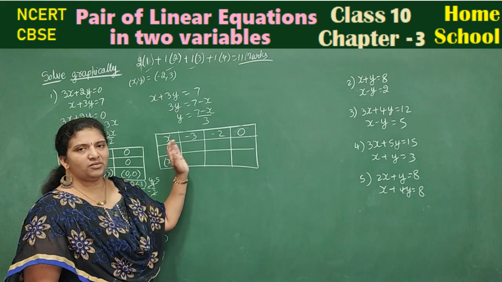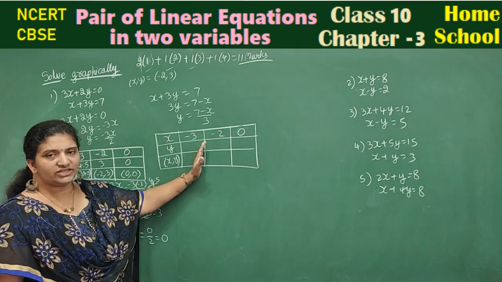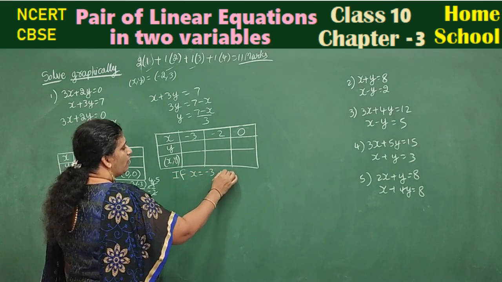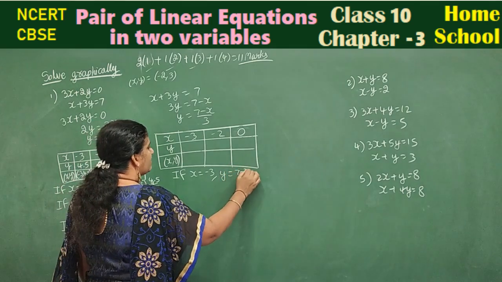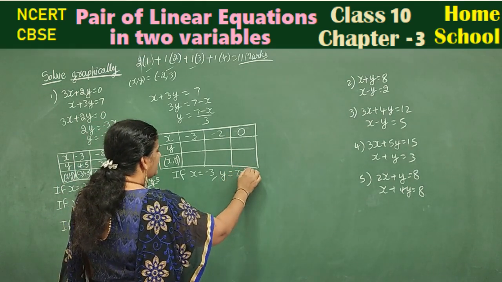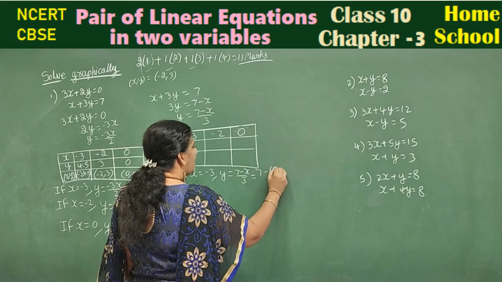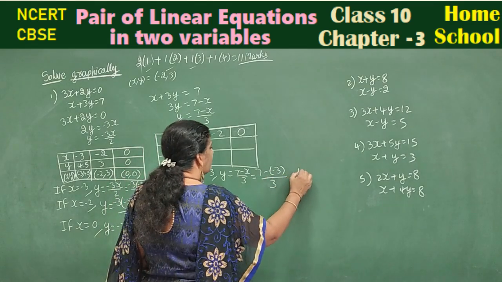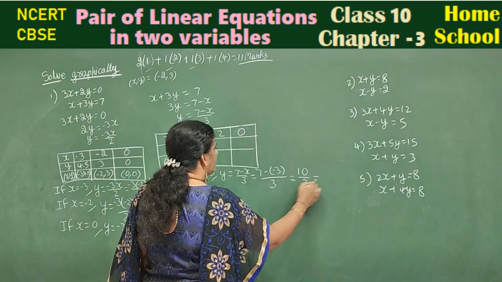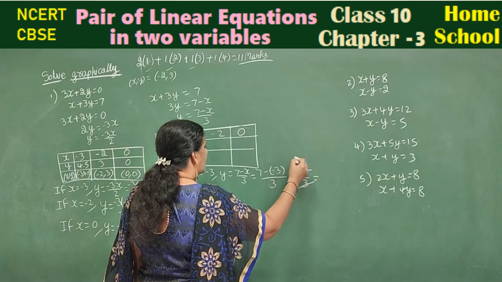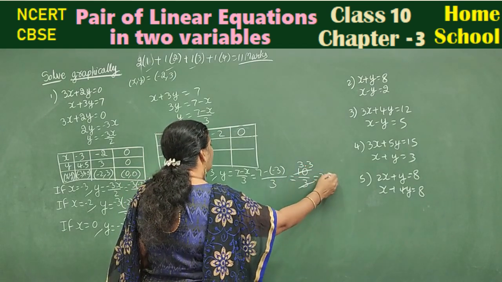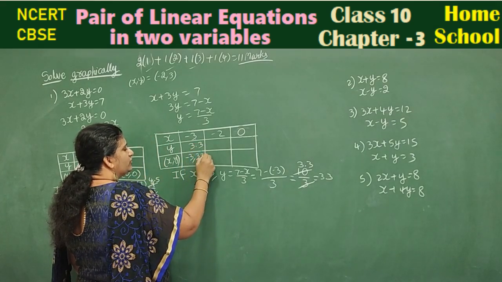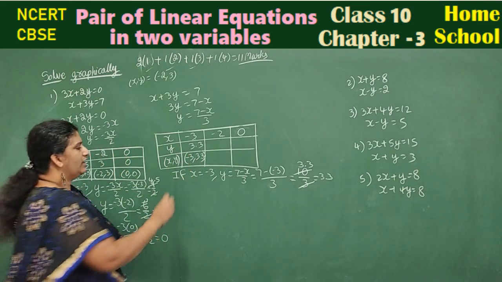Next one, same manner, go to the next equation table. If x is equal to minus 3, y is equal to, what is the equation? 7 minus x by 3. In x place substitute minus 3, 7 minus of minus 3 by 3. Minus into minus plus, 7 plus 3 will be 10, 10 by 3. So that will be minus 3 comma 3.3 is the coordinate.